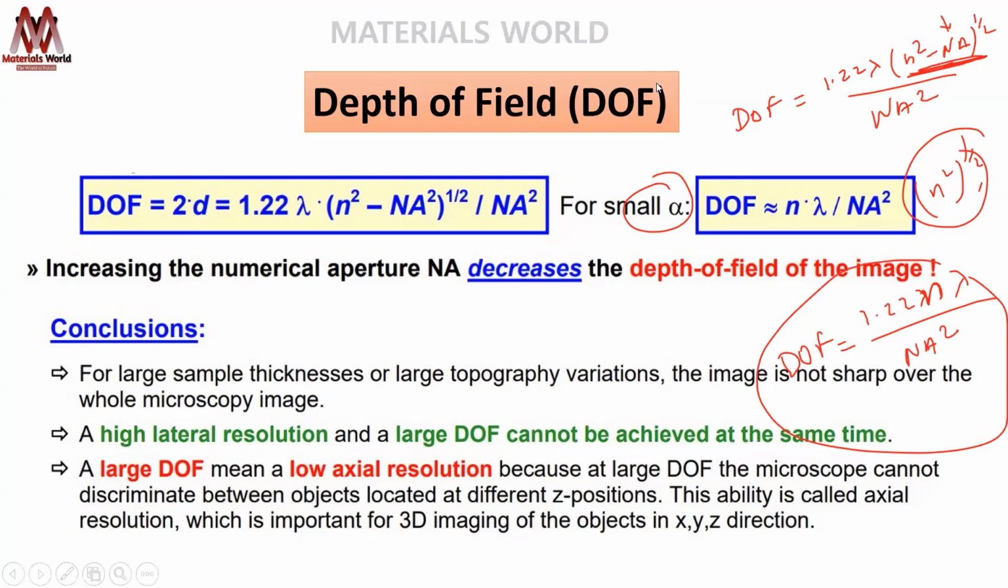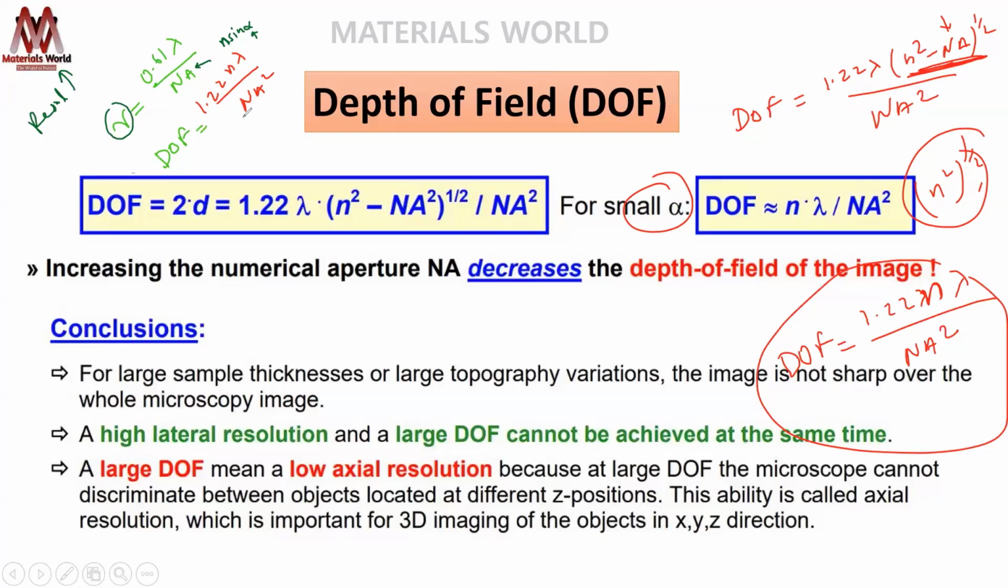Now if you notice here, your resolution is 0.61 lambda by NA, and your depth of field, I'm taking the approximated one, is 1.22 n lambda by NA squared. If you see here, by increasing NA, or by increasing n, or by increasing alpha, you are decreasing R, meaning you are improving the resolution.